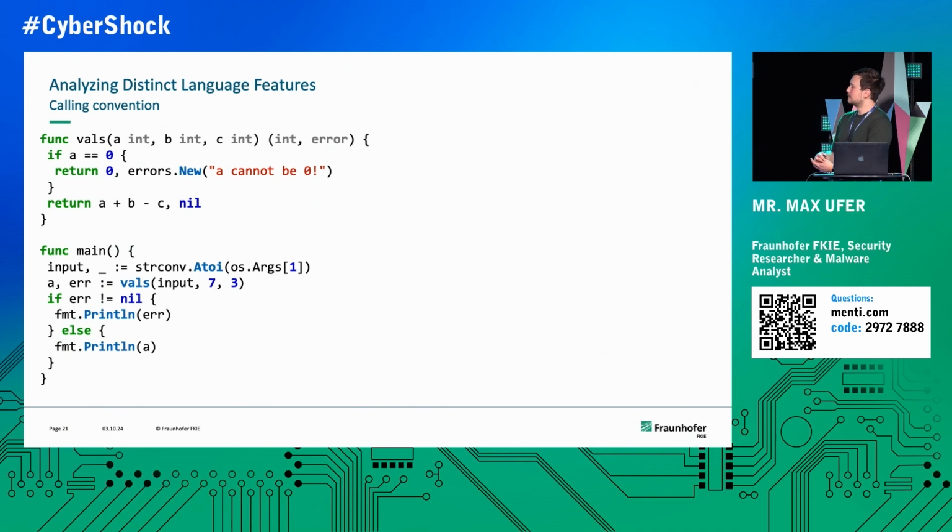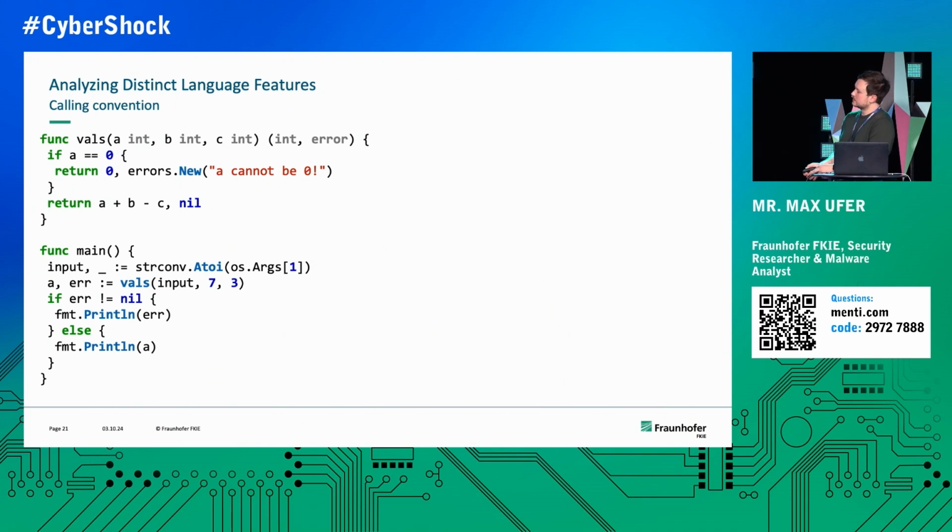So have a look at this simple Go program. At the bottom, you have the main function, and what it basically does is it reads some input and then calls a function and checks an error. And already there, you see a pattern which is very common for Go. Go allows functions to have multiple return values.